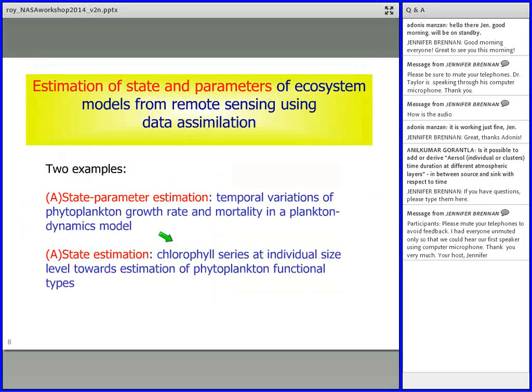Next we move to the quantitative estimation. In this case, I will give you two examples. One is state parameter estimation, where I'll show you how we can use Giovanni time series along with a model to understand the temporal variations of important biological parameters, in this case phytoplankton growth rate and mortality. And in the second example, I'll talk about how we can obtain the estimates of chlorophyll series at individual size level. And this will contribute to understanding the phytoplankton functional types from space.